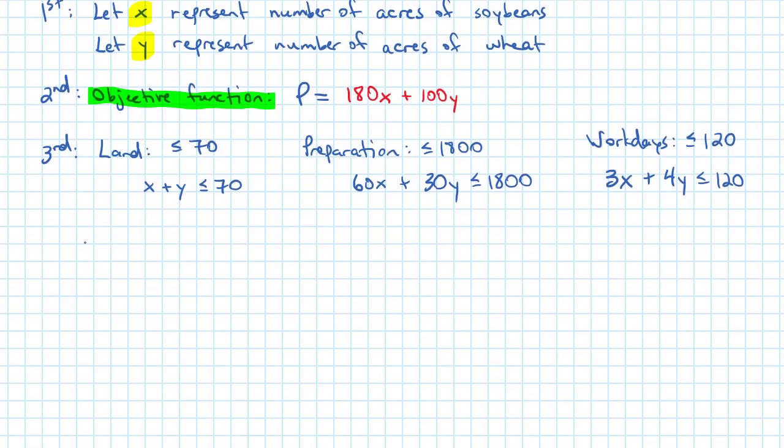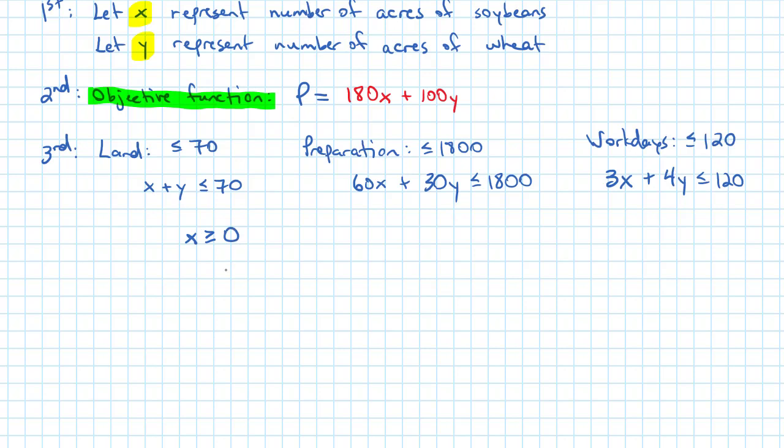Now, let's write them as a system. As a system, we have to incorporate 2 other limitations that aren't explicitly stated. Since X is a number of acres of soybeans, X cannot be a negative number of acres. It could be 0 acres, but it can't be negative.